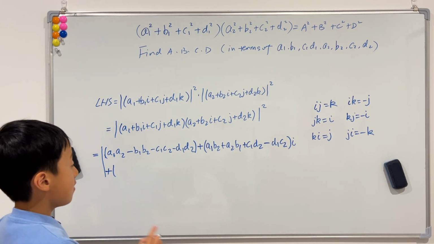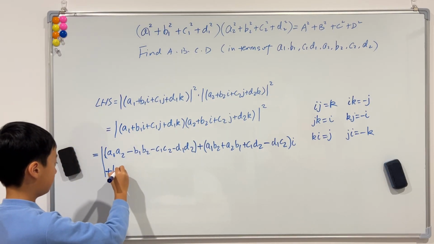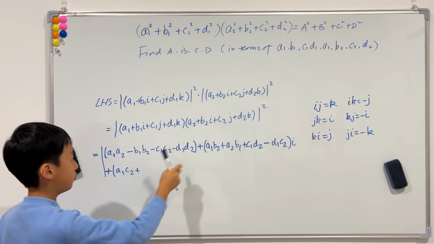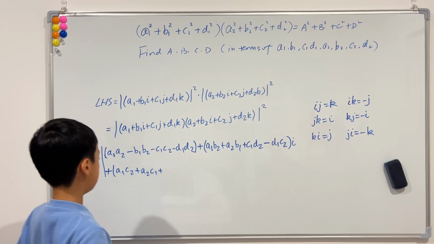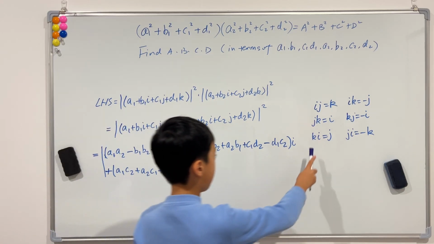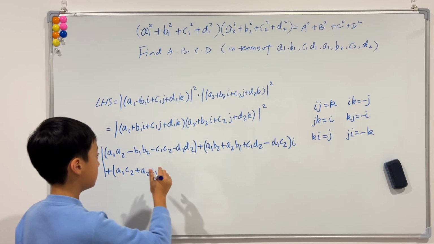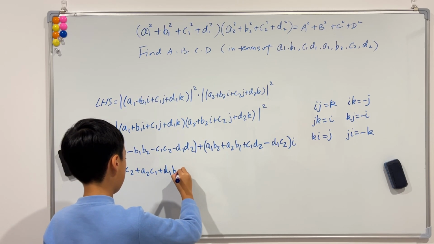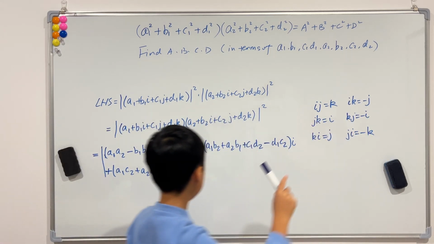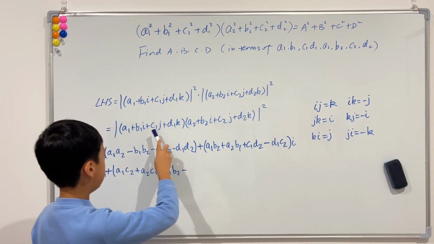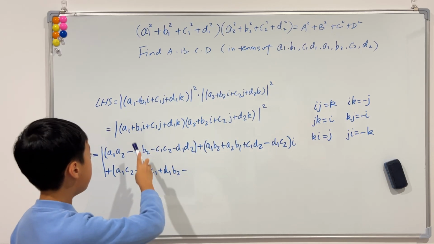Okay, now we have to add the J terms. So again, the two easiest, A1 C2 and plus A2 C1. And then plus. Okay, so for J, we have K times I is equal to J. So we find K and I. So we plus D1 B2. And then, don't forget the negative term. I times K is equal to negative J. So you subtract, find the I, find the K. So negative B1 D2.